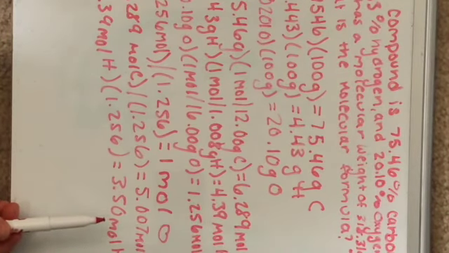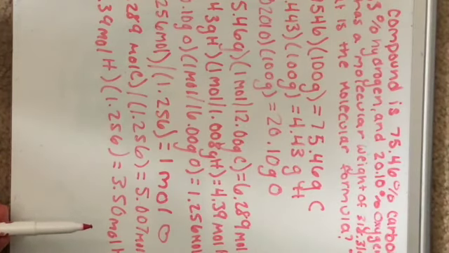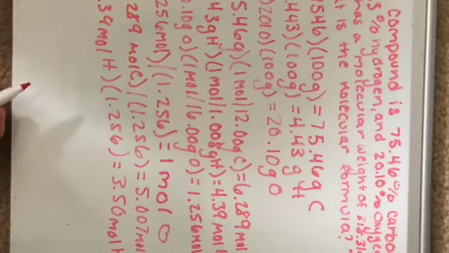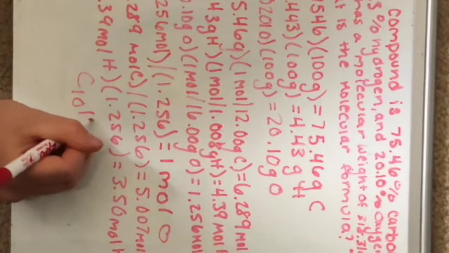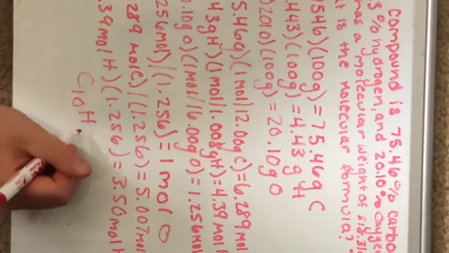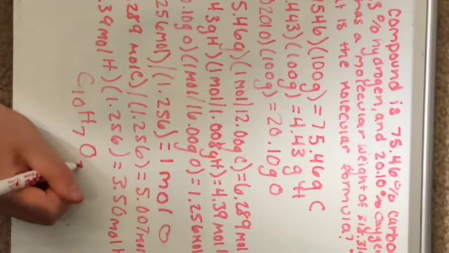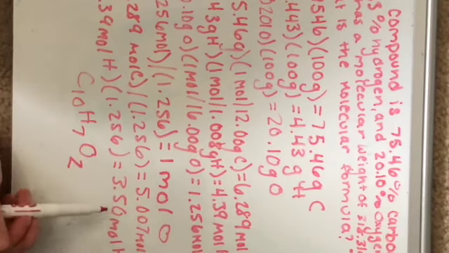And then we used these moles to create the empirical formula by multiplying the mole ratios by 2 to make them whole numbers. And when we do this, we're going to get an empirical formula of C10H7O2, as we multiplied each of these by 2.